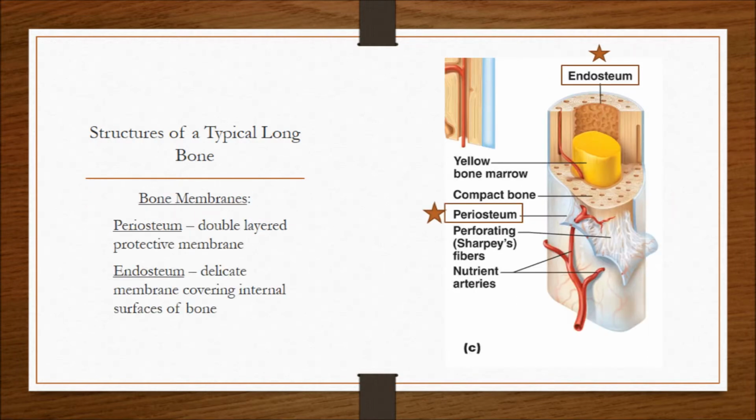So there are 2 different membranes on the bones. First, there is the periosteum, which is a double-layered protective membrane found on the outside of the bone, right outside the compact bone. Then there's the endosteum, which is a delicate membrane covering the inside of the bone. This is found on the walls of the medullary cavity and in between the trabeculae.